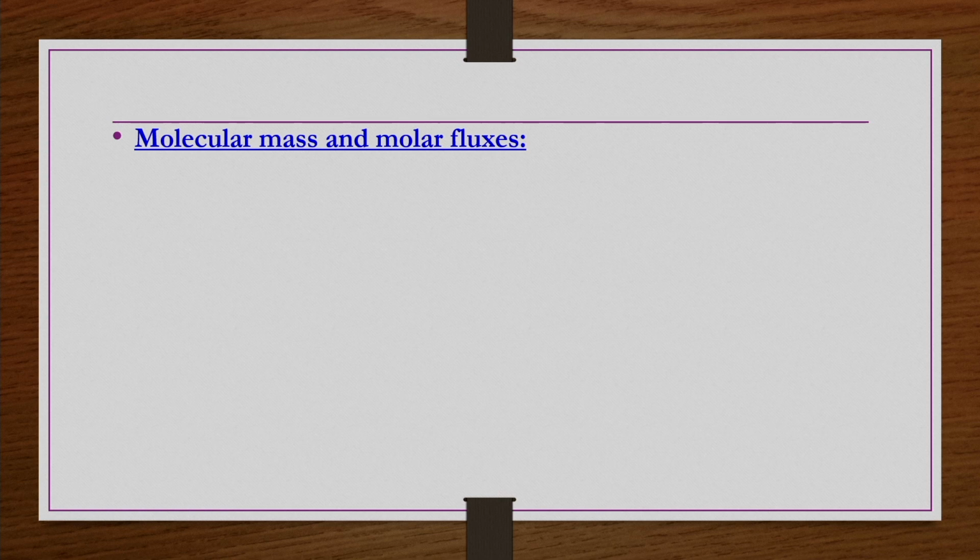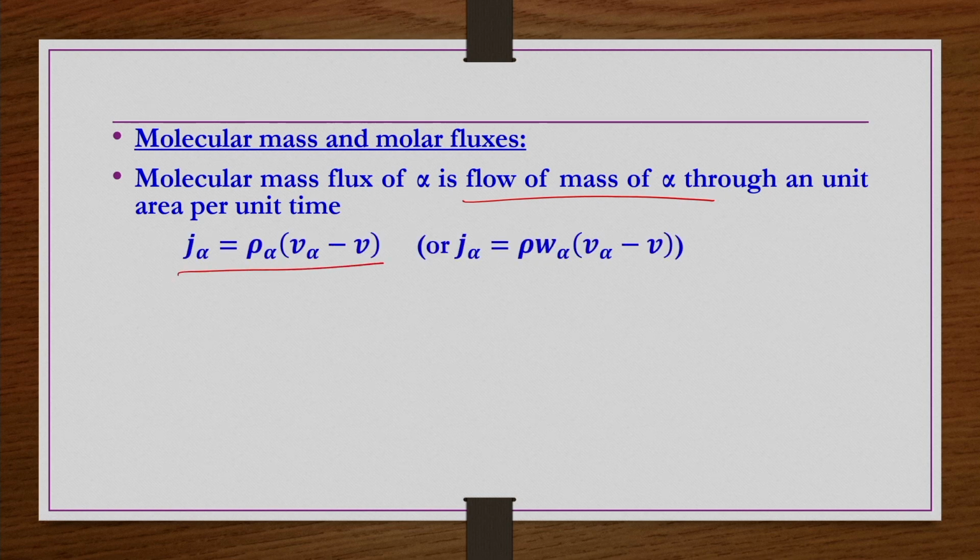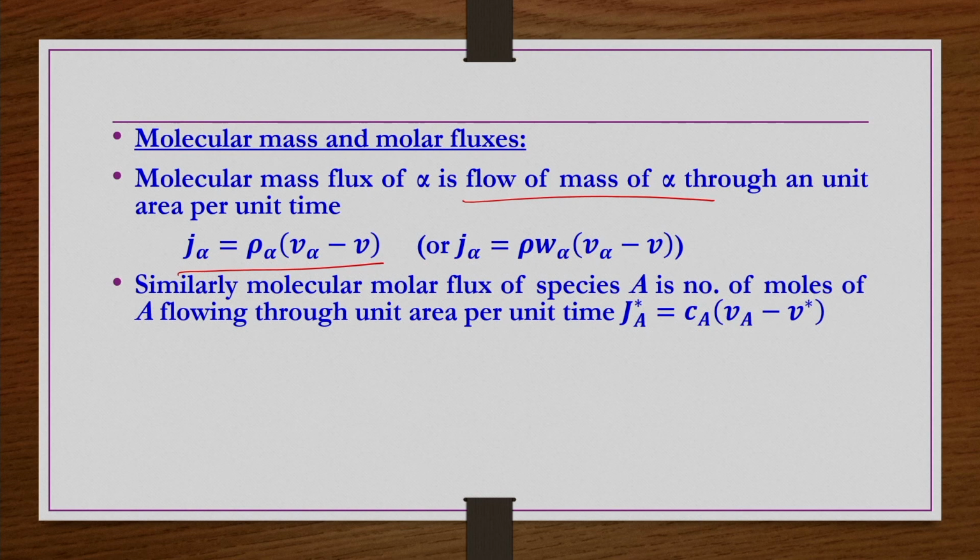Now what we are going to see is molecular mass and molar fluxes. The molecular mass flux of alpha is the flow of mass of alpha through a unit area per unit time. So, that means J alpha is equal to rho alpha multiplied by V alpha minus V, that we have already seen. Similarly, the molecular molar flux of species A is the number of moles of A flowing through unit area per unit time. So, then capital J A star. This is in mass units basically, and this is in molar units, that is the difference. Capital J A star is equal to C A multiplied by V A minus V star, right.